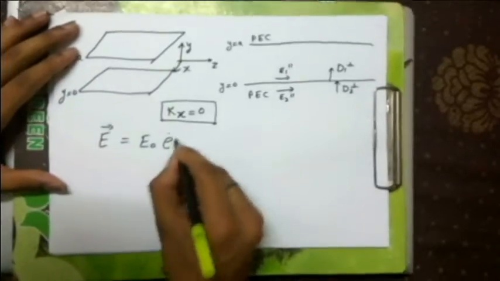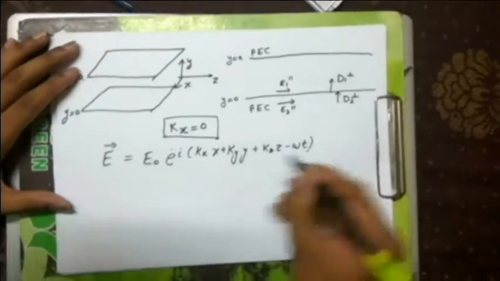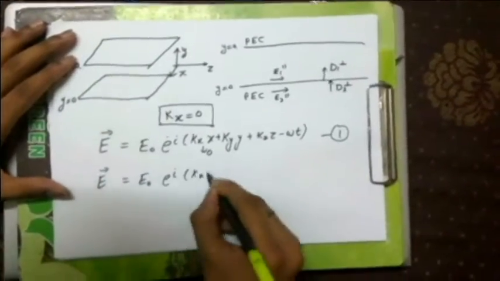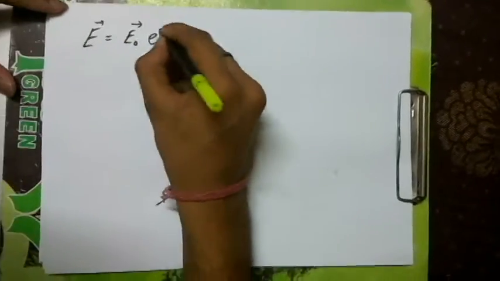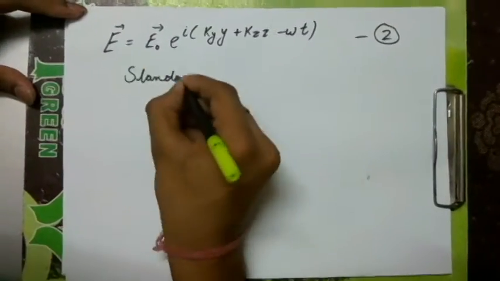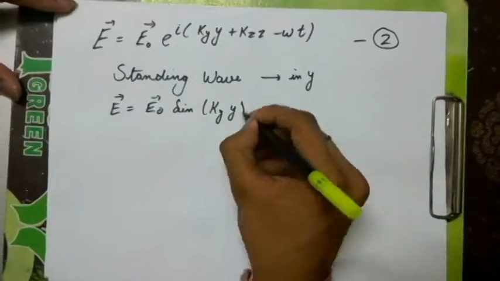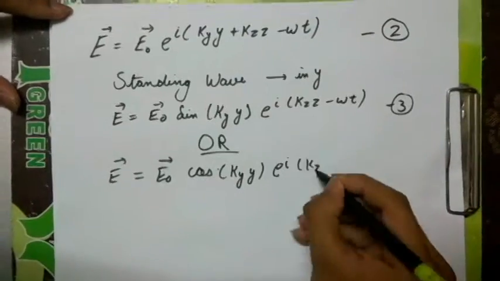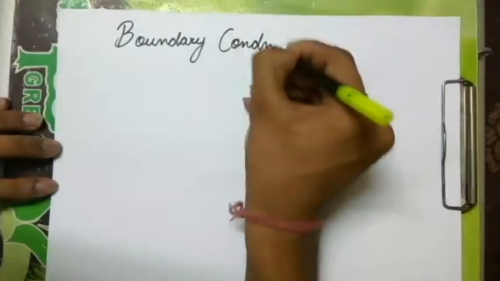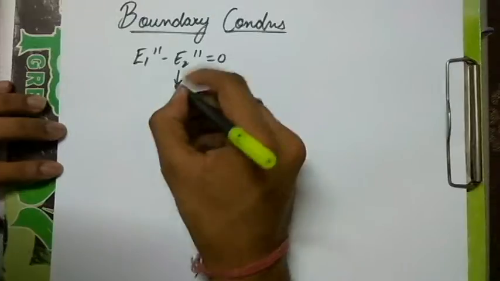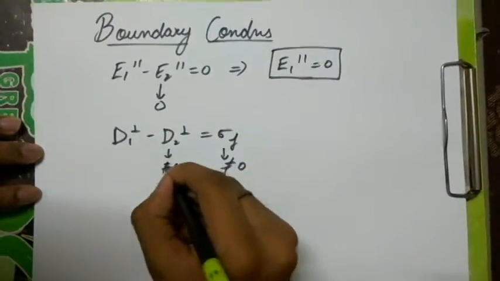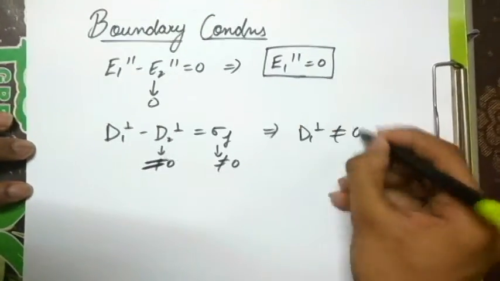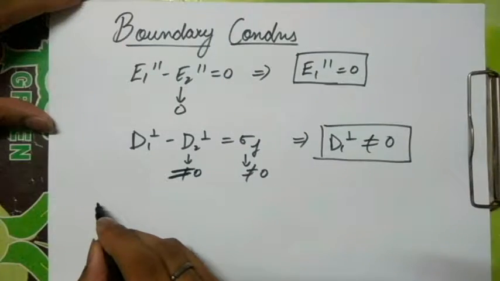Choosing a direction such that kx equals 0, and as we have y bounded by PEC, there will be a standing wave formation in the y direction. Therefore, our equations become as shown in equation number 3 and equation number 4. To decide which of these is actually our electric field equation, we apply boundary conditions. E1 parallel minus E2 parallel equals 0. And we know E2 parallel is 0. Therefore, it comes out that E1 parallel is also 0. The second boundary condition: D1 perpendicular minus D2 perpendicular equals sigma f. And we know D2 perpendicular is 0.